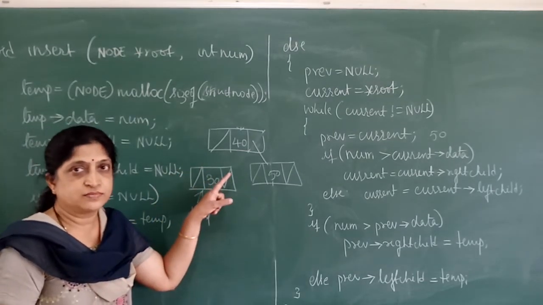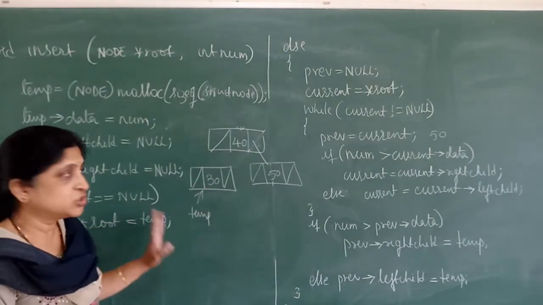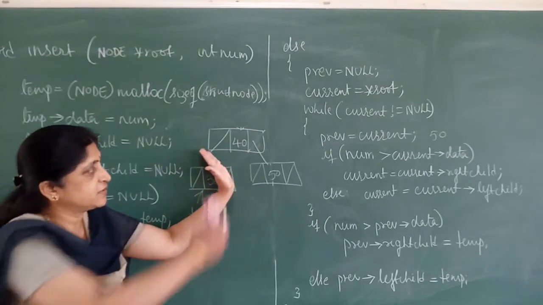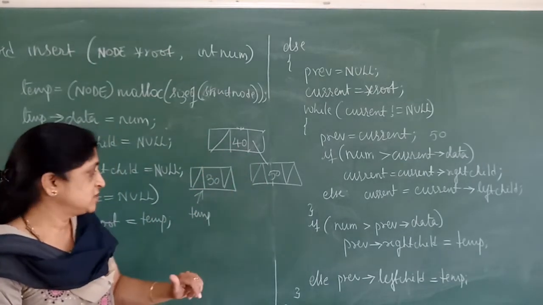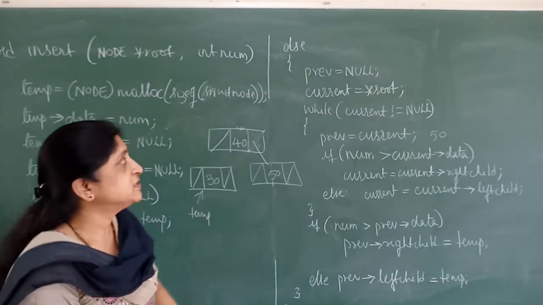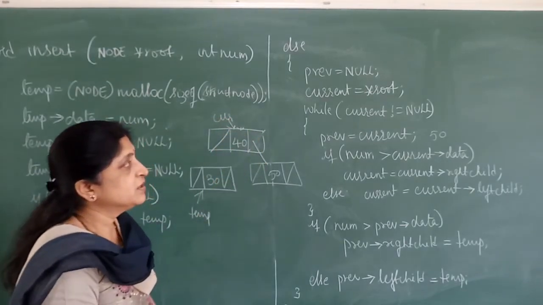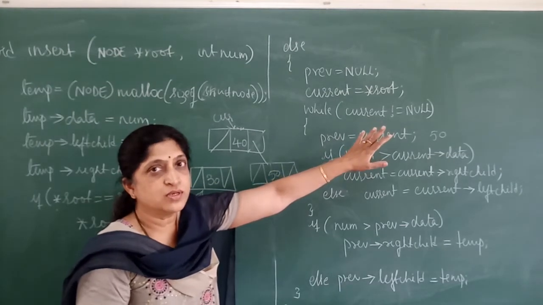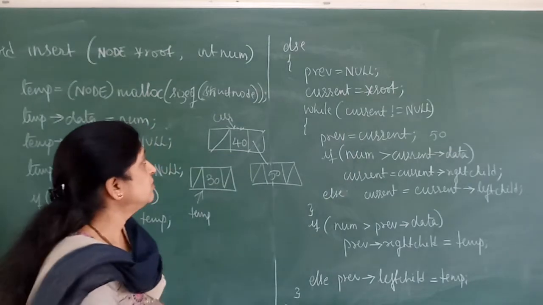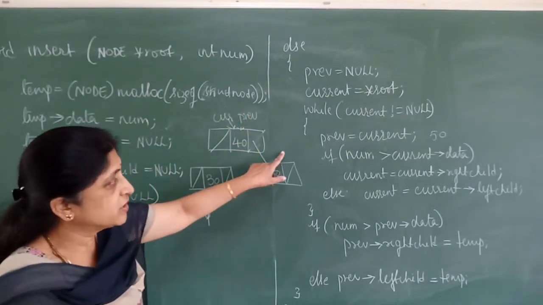I want to insert it. Check if value at root is equal to null. It's not. We already have the tree existing. So we want to insert into this. So control goes to else. I use these two pointers. Previous I make null and current I make point to the root node. Then while current is not equal to null, the condition is true, control enters here, then make previous equal to current. I use one more pointer to point to the previous node. Previous is equal to current.